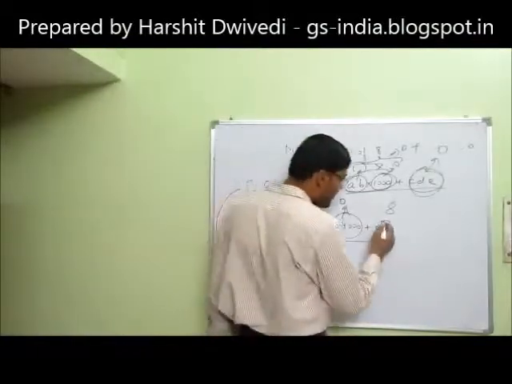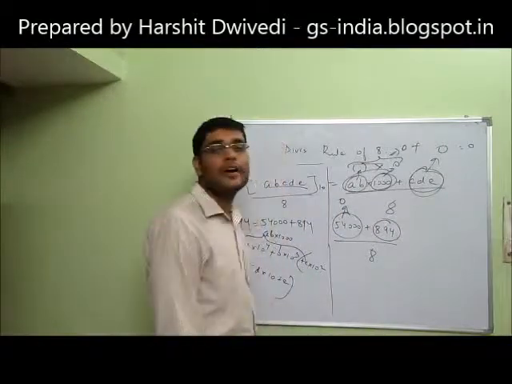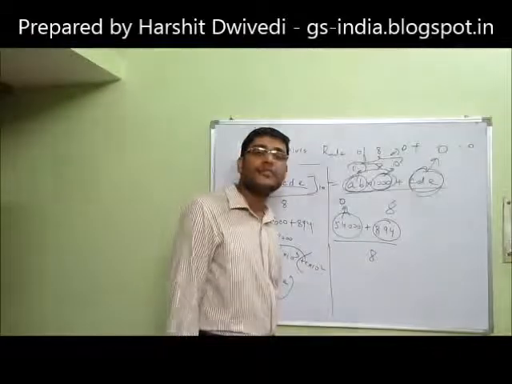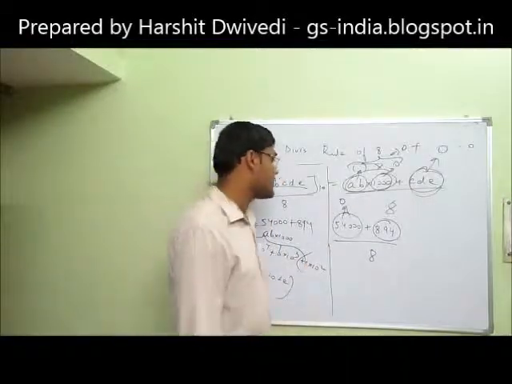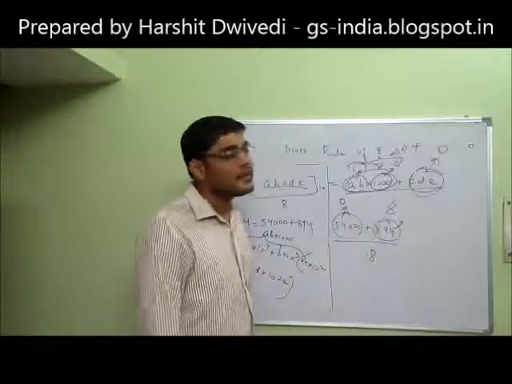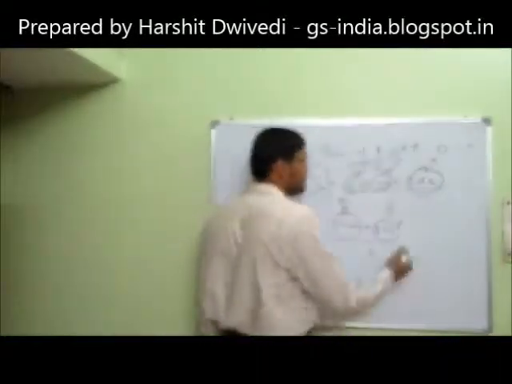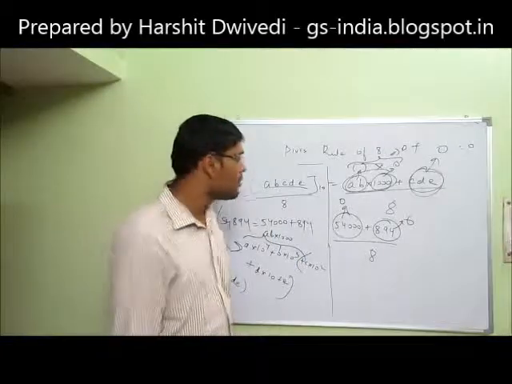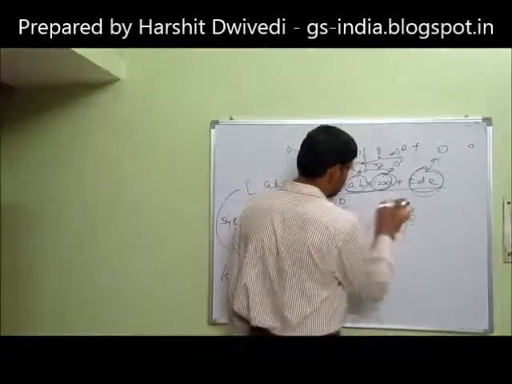What will be the remainder when the number 894 is divided by 8? So just calculate it. 8 ones are 8. Next, 8 ones are 8. 8 ones are 8. The remainder will be something like this, 6. So, what will be the answer?